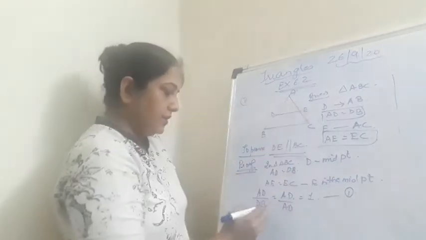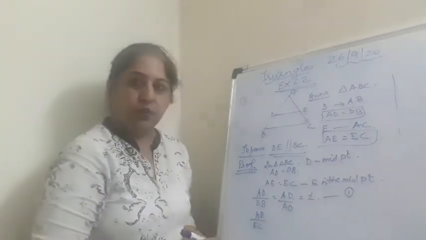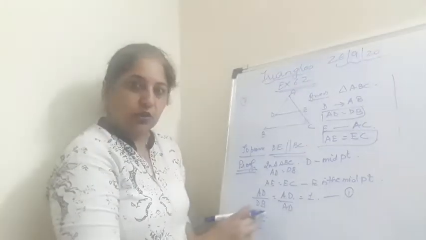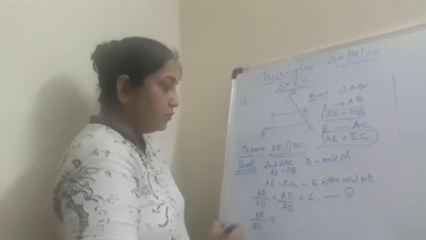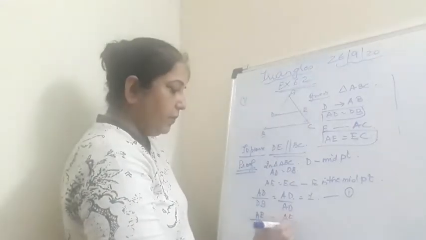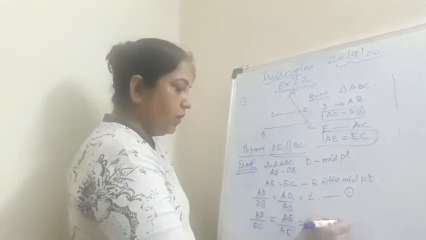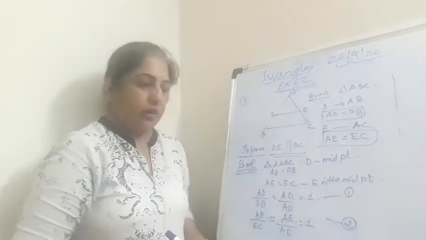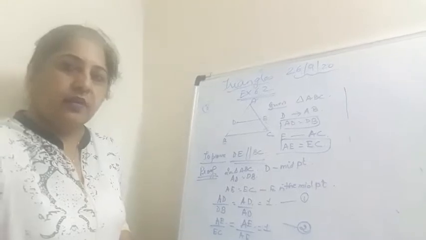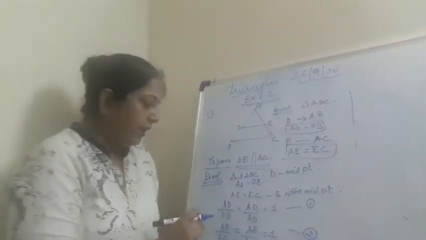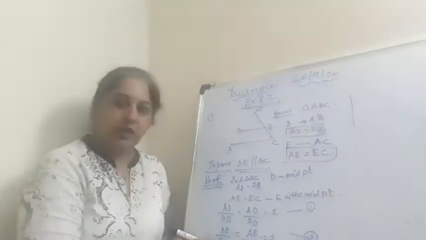Similarly, coming to this side, I can write AE upon EC. Children, if you cannot see, you can listen to me. AE upon EC is equal to AE upon AE, and when I cancel AE and AE, what will I get? 1. Yes? I hope this part is clear to you. Now I have got AD upon DB equal to 1, and AE upon EC equal to 1.